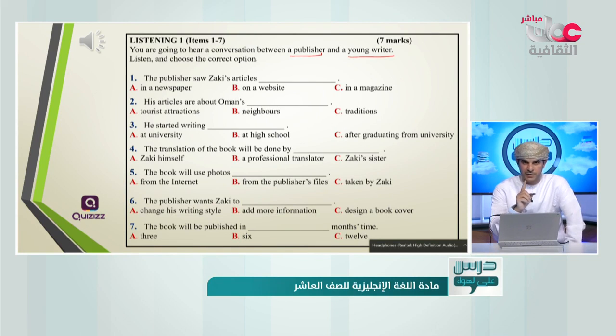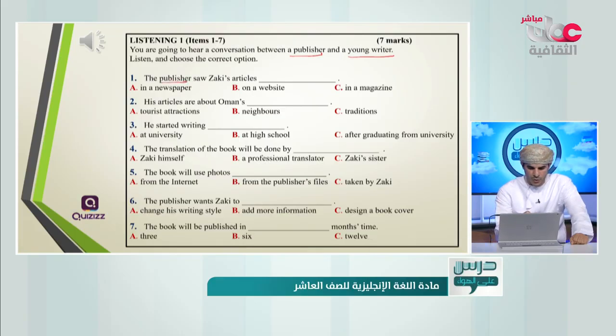First read the questions, as we said. We'll go through the questions one by one. I'll give you ways to read a question. 1. The publisher saw Zaki's articles: A, in a newspaper; B, on a website; or C, in a magazine. So the publisher saw Zaki's articles where? In which place?